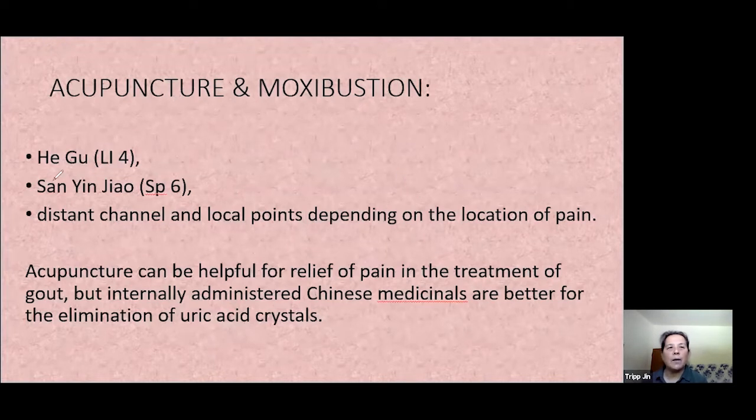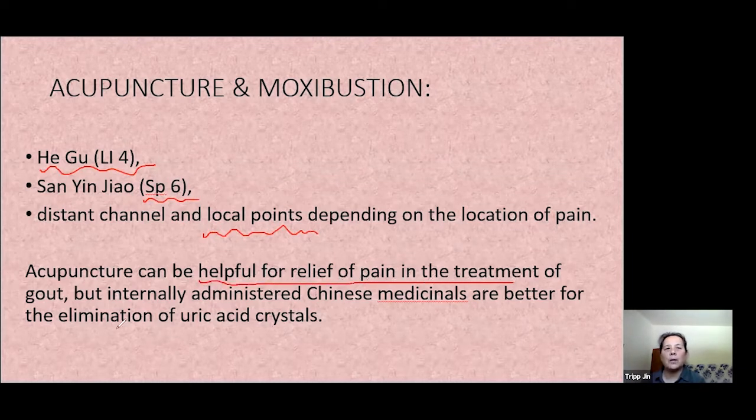Acupuncture and moxibustion. LI4 can generally stop the painful situation. And SP6, the three-yin channel meeting point, helps blood circulation. And plus local points. So we say acupuncture is very helpful for relieving pain in the treatment of gout. But like we talked about, during a gout attack we mainly focus on acupuncture treatment. It truly can relieve pain. But between the attacking times, herbs help more. Basically we try to eliminate uric acid. That truly needs some herb help.